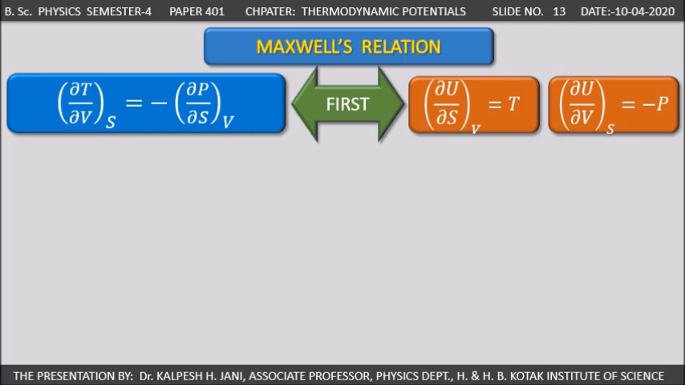Here temperature can be shown as the derivative of internal energy with respect to entropy at a constant volume. In the same manner, the pressure can be shown as the negative derivative of internal energy with respect to volume at a constant entropy. So this is the outcome of the first Maxwell relation.